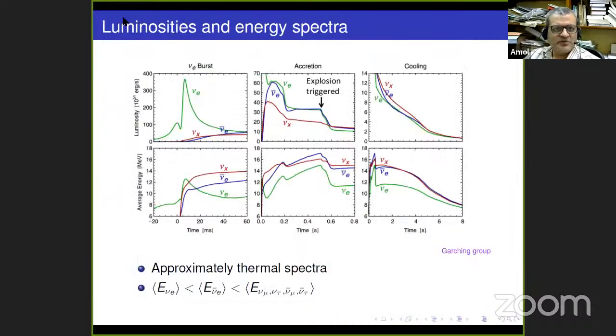What do we know about neutrino fluxes? We know that neutrinos come in six types, three kinds of neutrinos: electron neutrino, muon neutrino, and tau neutrino, and also their antiparticles. So that is what counts for six types.